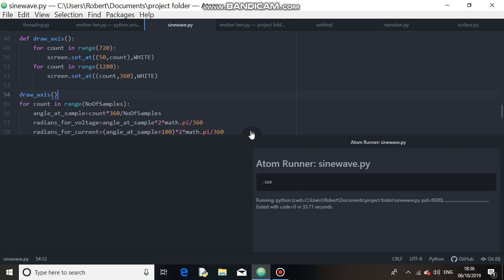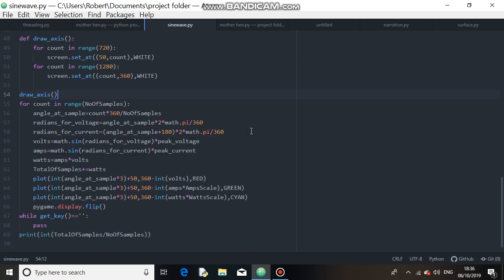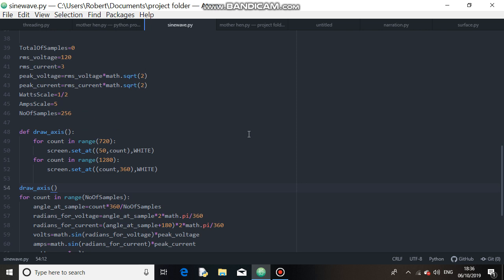So I'll just walk you through a little bit of the program to show you how it works. Okay, this initializes some variables. Total of samples is going to be the variable that I use to hold the total of all the values for power. There's going to be 256 of those, and so you add them all together and then divide by 256 to get the average. Okay, RMS voltage we initialized to 120, RMS current we initialized to 3.